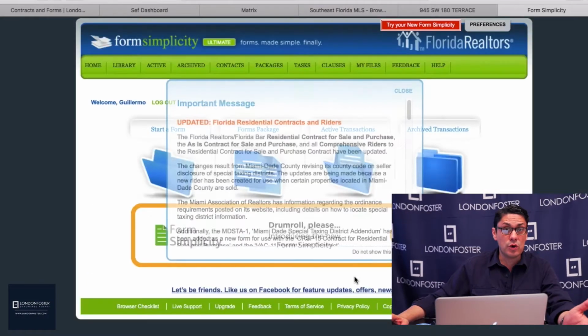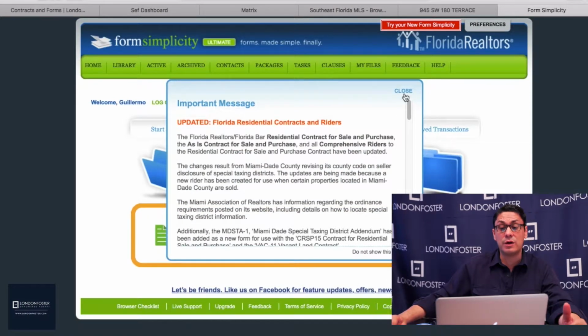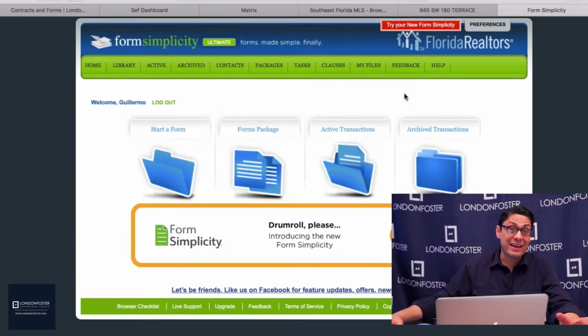And I'm also going to show you guys not only how to pull information, I'm going to walk you through the contract, but finally I'm also going to show you how to utilize the e-sign function so that we can have our clients sign the contracts electronically. And we use this from Form Simplicity.